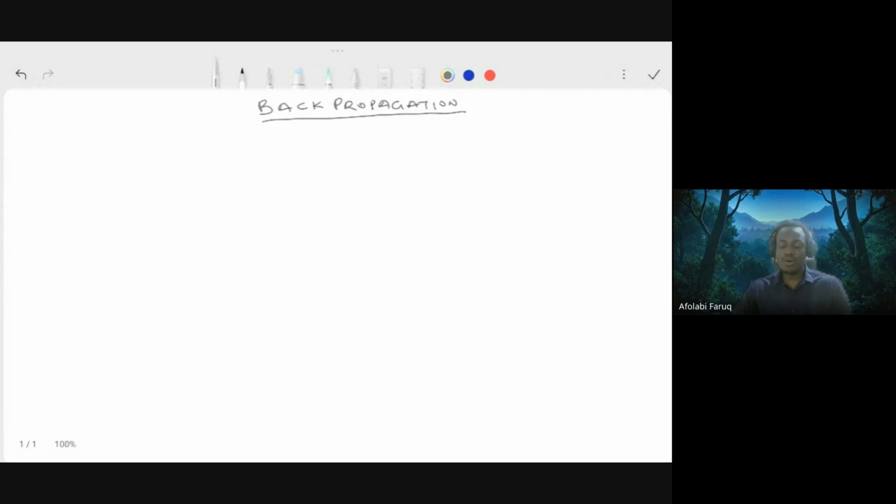And how does that work? How that works is that we have some input layer here. We have some hidden layer in between, and then we have the output layer. So I'll say this is inputs, this is hidden, and this is outputs. Okay, so that's basically this.